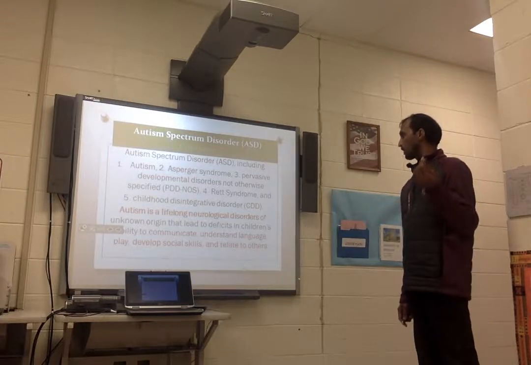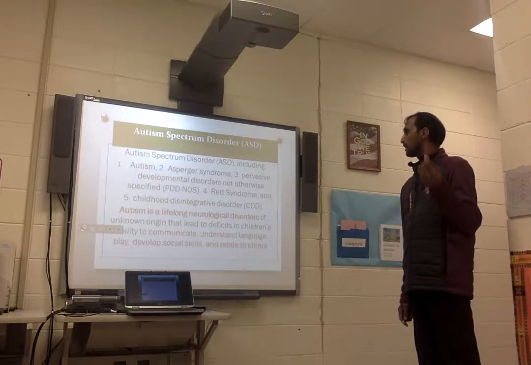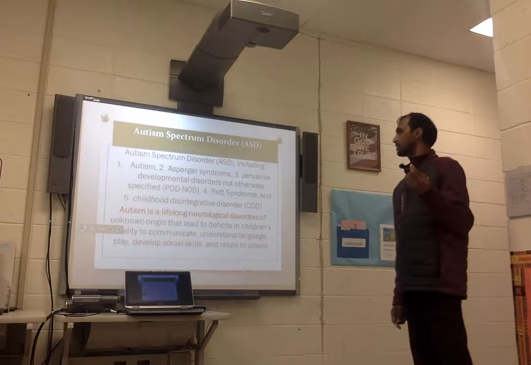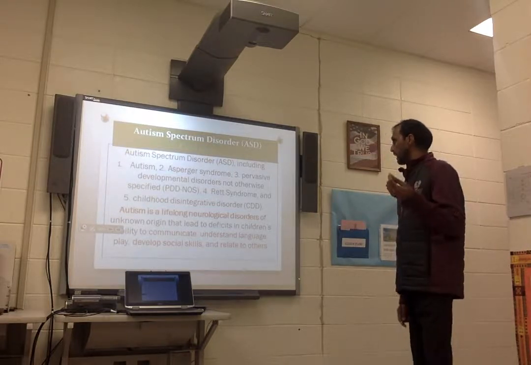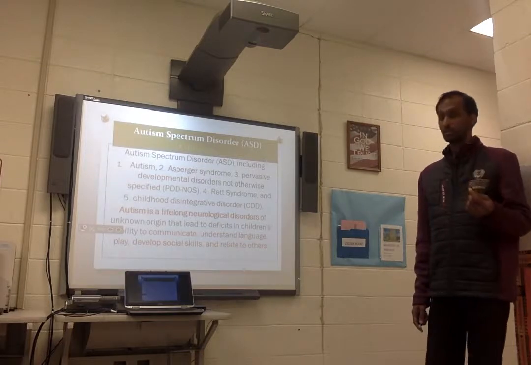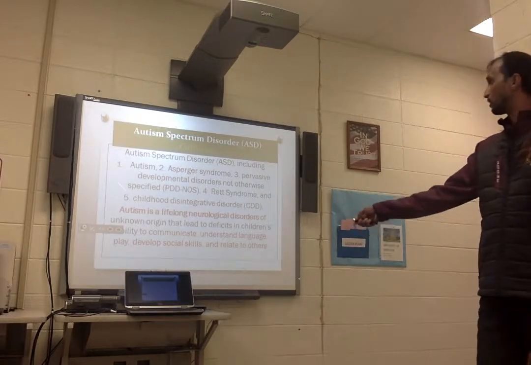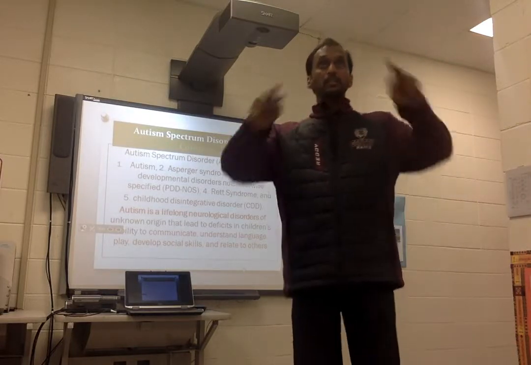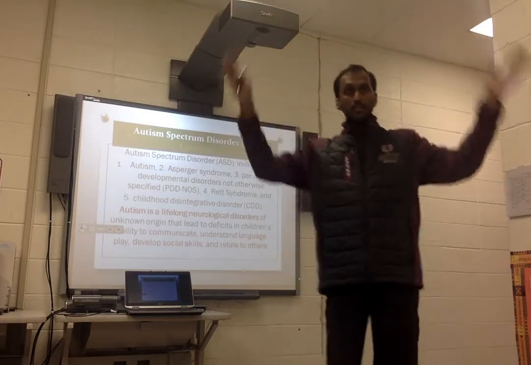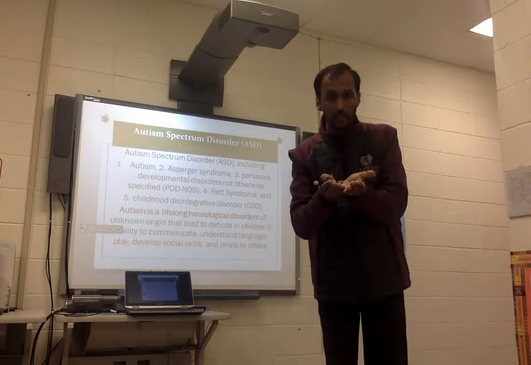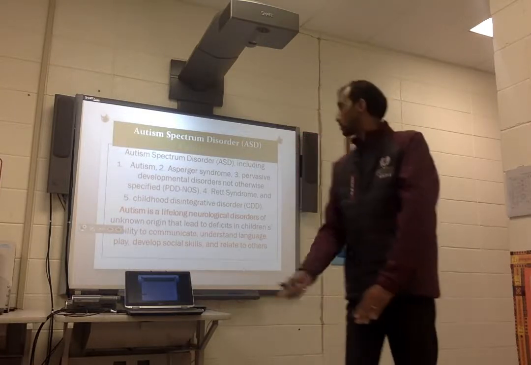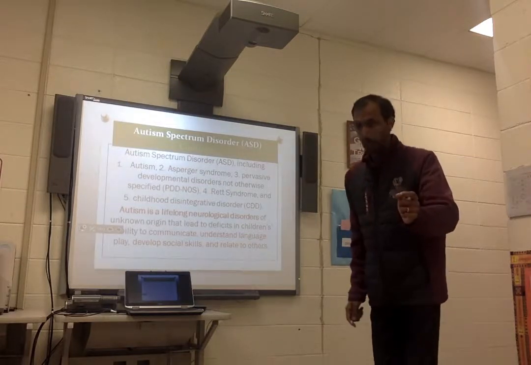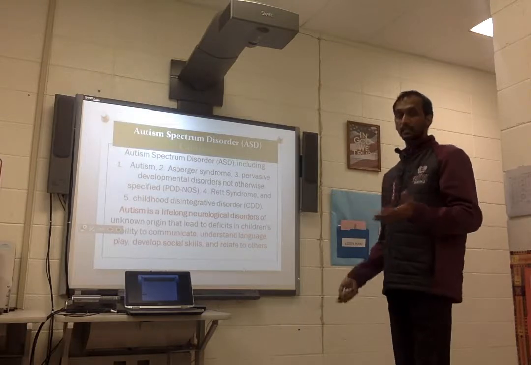Autism is a lifelong neurological disorder of unknown origin that leads to a deficit in children's ability to communicate and understand language, play, develop social skills, and relate to others. All these conditions together we call autism spectrum disorder. That means all these conditions come under one umbrella. If only one condition is present, we call it by its name: autism, Asperger, or whatever it is.